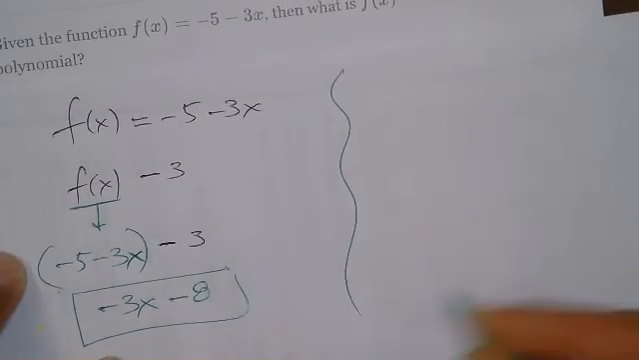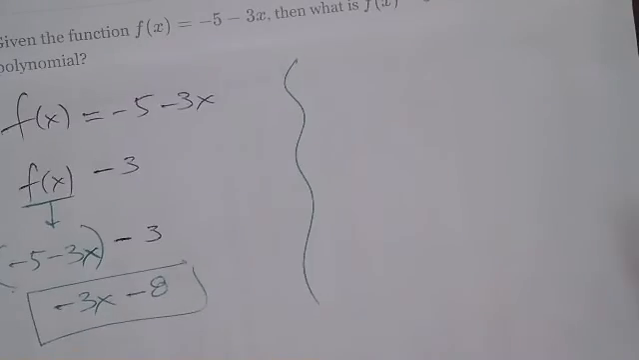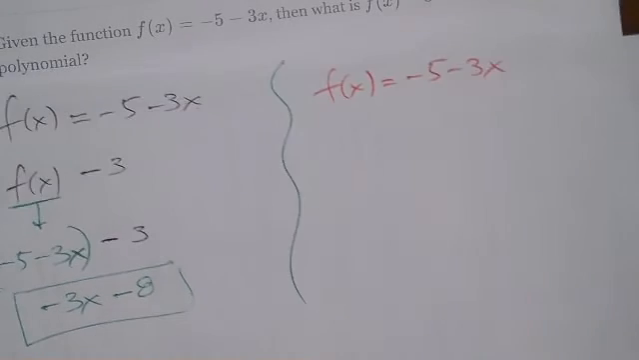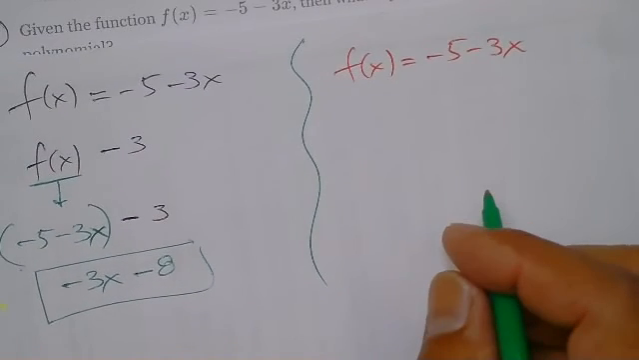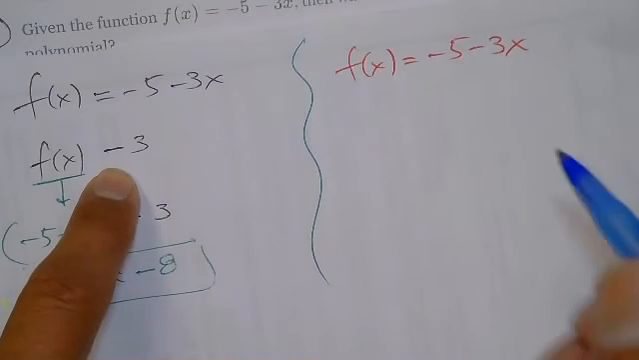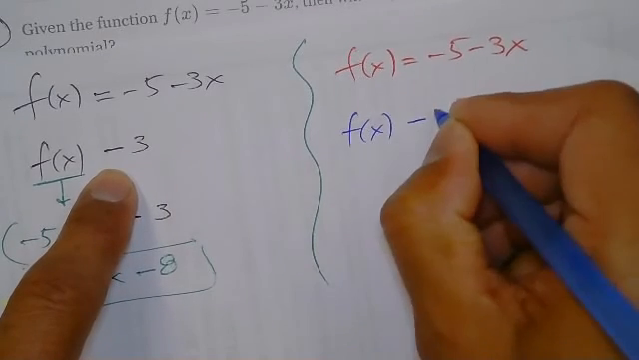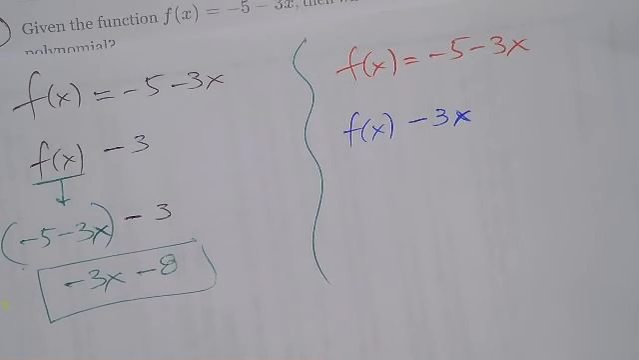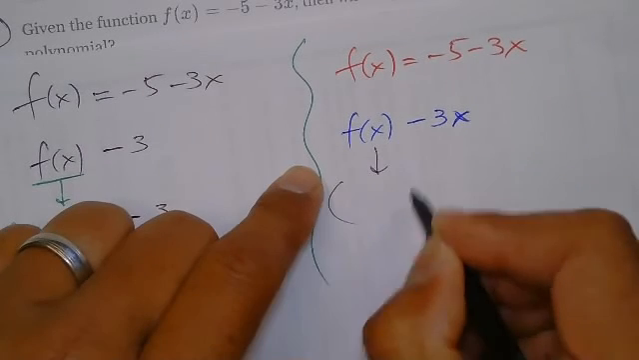Now, I'm just going to add another quick problem here. Let's use this same function, because these are so easy. f of x is equal to negative 5 minus 3x. Right, this one was just f of x minus 3. What would this one be? Let's do it real quick. f of x minus 3x. Is that so hard and so difficult and so different? No, it's the same.